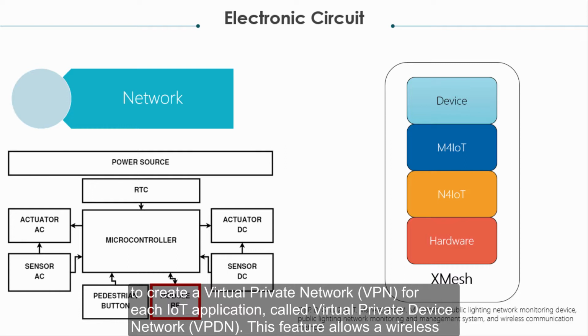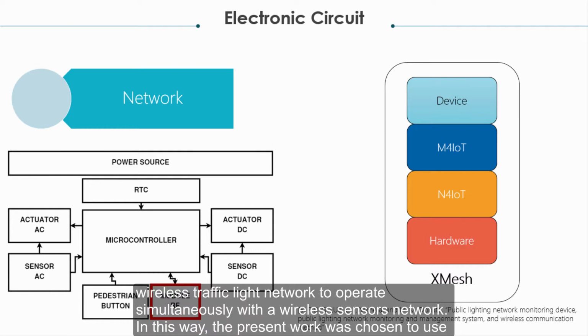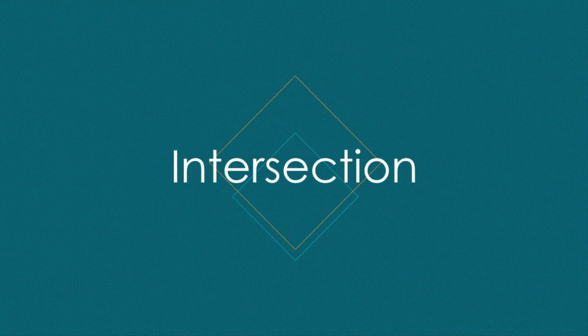This feature allows a wireless traffic light network to operate simultaneously with a wireless sensor network. In this way, the present work has chosen to use the X-Mesh network.